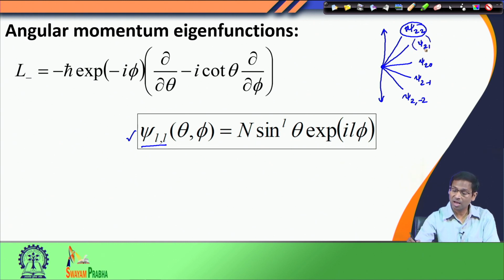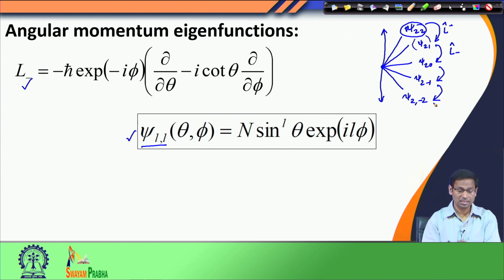How would I get psi 2 1 if I know psi 2 2? The answer is I have to apply the L minus operator. When I apply the L minus operator, I would get psi 2 1. How would I get psi 2 0? If I apply the L minus operator one more time, I would get psi 2 0, and in this way I will get all other eigenfunctions if I know one of them. This is the beauty of step up and step down operators: once I know one particular solution, I can create other states by simply applying one of the step up or step down operators.